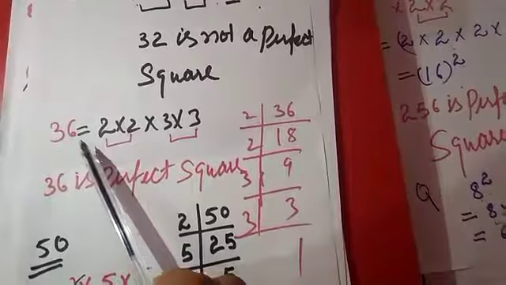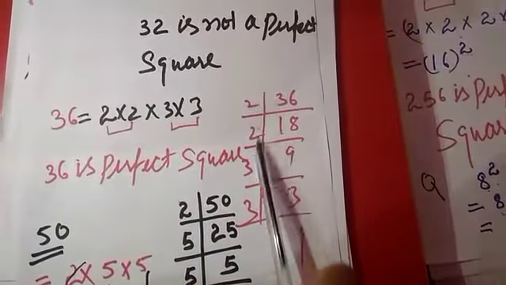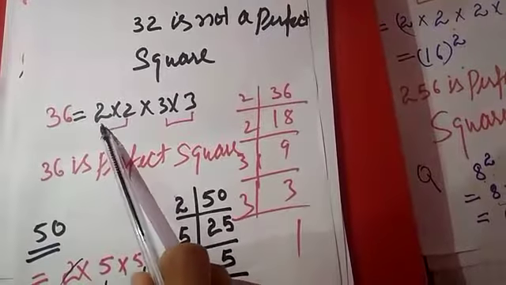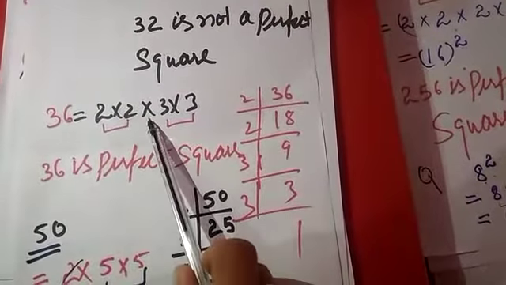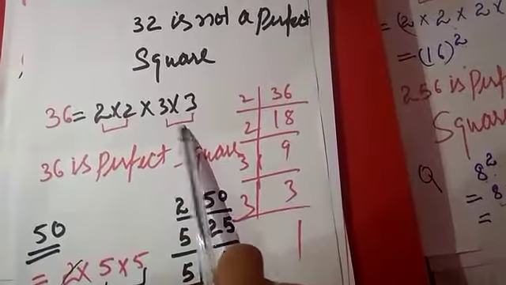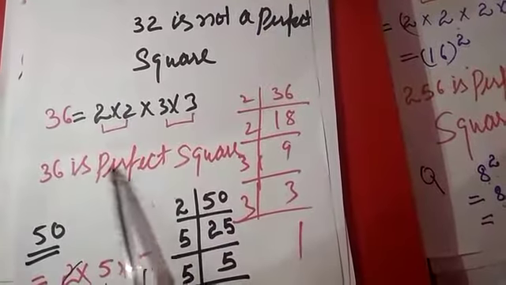In the case of 36, let's check. See, I have made the factors here and made the pairs: 2 into 2, 3 into 3. After making the pairs we find not a single digit is left without a pair. So 36 is a perfect square.